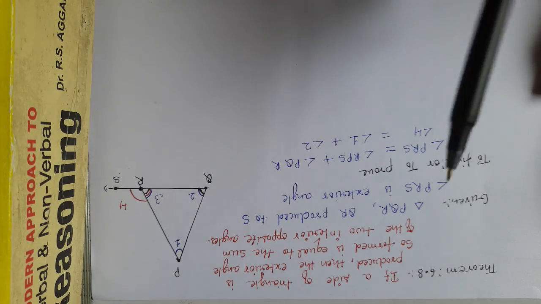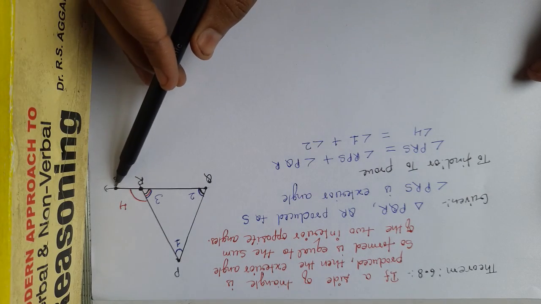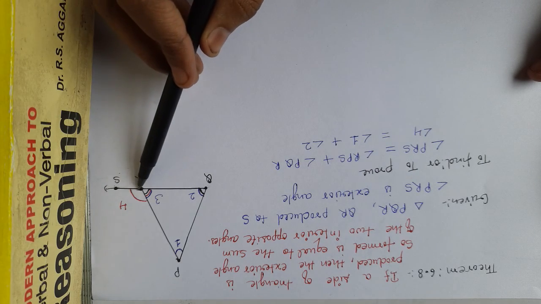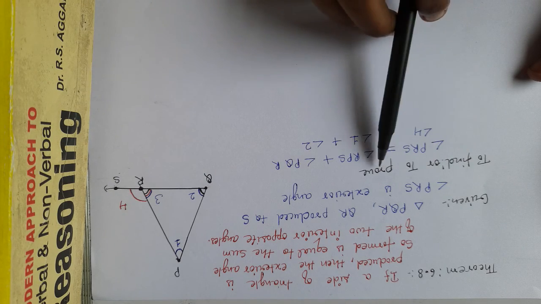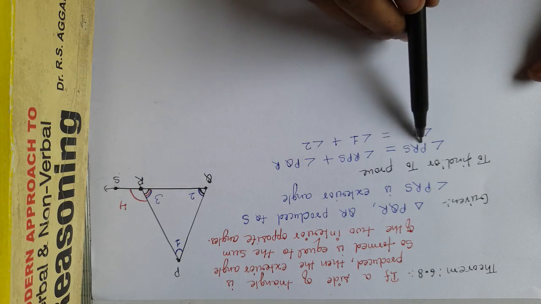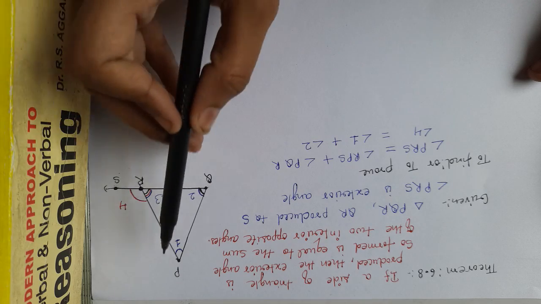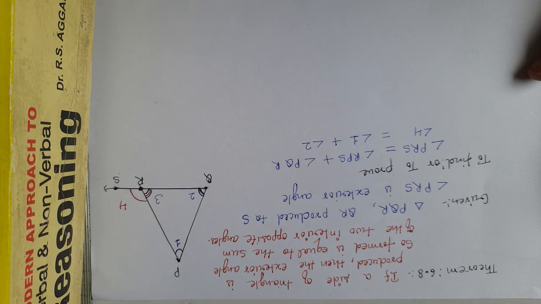So what is given in the question? A triangle PQR and side QR is produced to S. PRS is an exterior angle, and what we have to prove here is that the exterior angle PRS is equal to the sum of RPQ and PQR, the sum of the interior opposite angles. So first, you know the angle sum property.